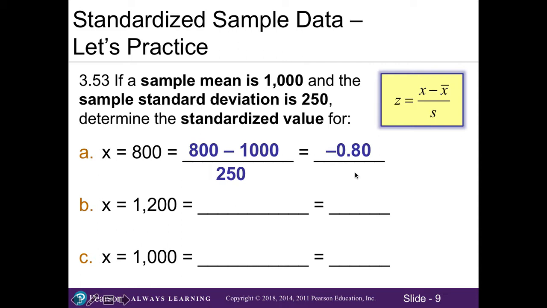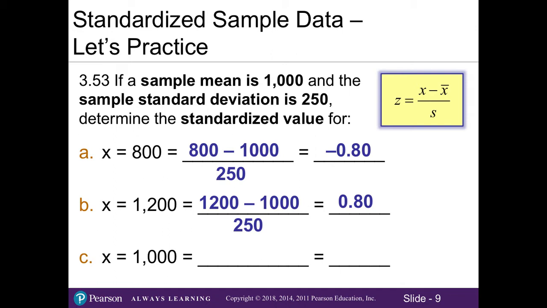Let's do the same thing for part B. We'll take my x value I want to convert, 1200 minus 1,000, then I'll divide it by my standard deviation of 250, and that gives me a z-score of 0.8. This is on the right side of our curve. We are 0.8 standard deviations to the right of my sample mean.